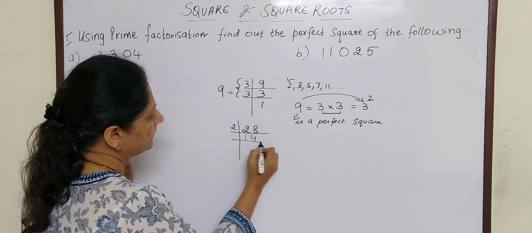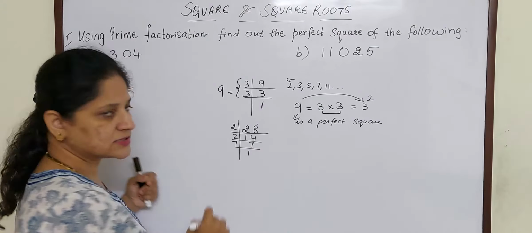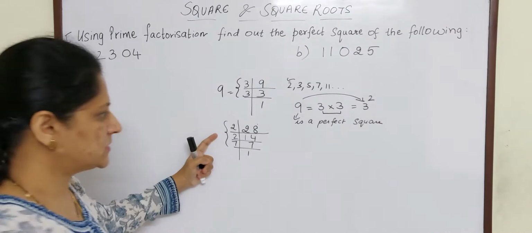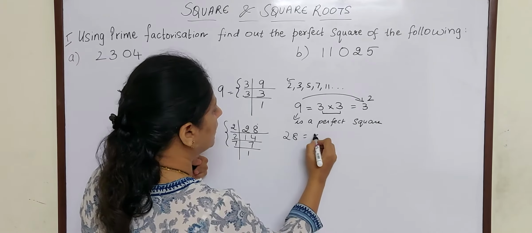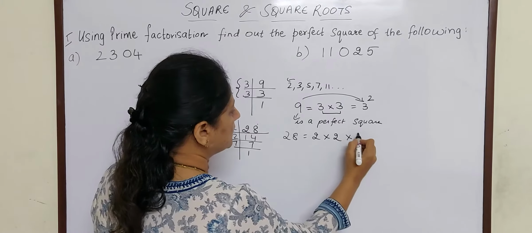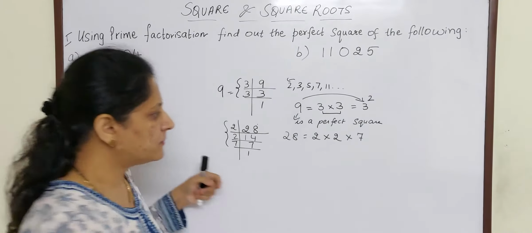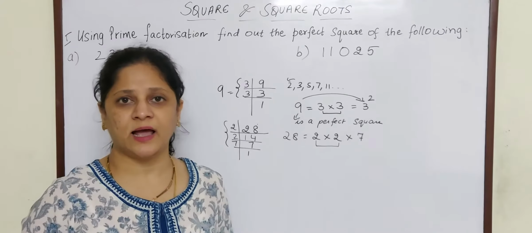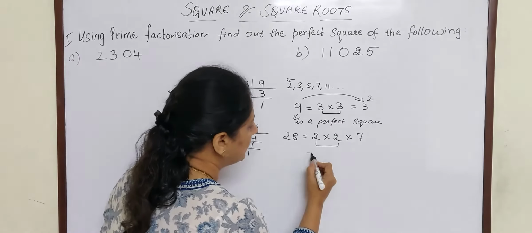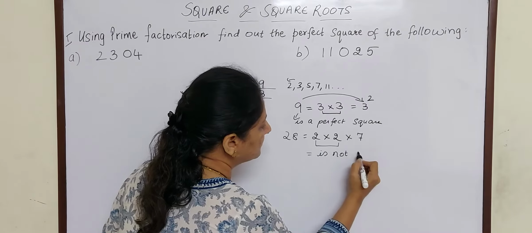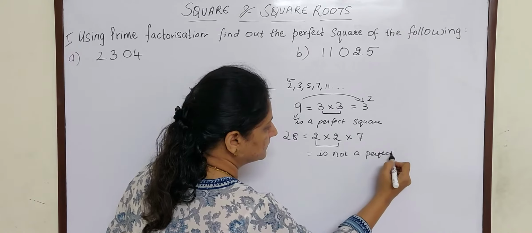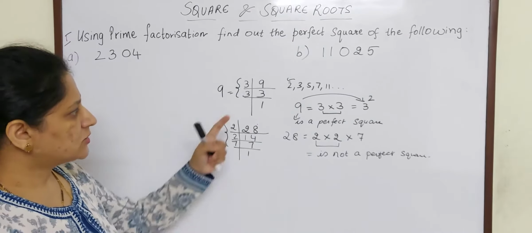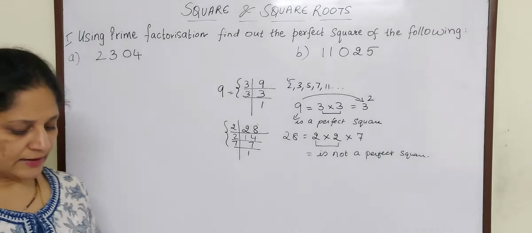So 2 14s are 28, 2 7s are 14, and 7 1s are 7. So if you see here, all these numbers outside are prime numbers. So you can say that 28 is equal to 2 into 2 into 7. But if you see, the prime number 2 exists in pairs, whereas the number 7 does not have a pair. So you can say that 28 is not a perfect square. So you understood, children, how it works? So let us solve these sums with that method.